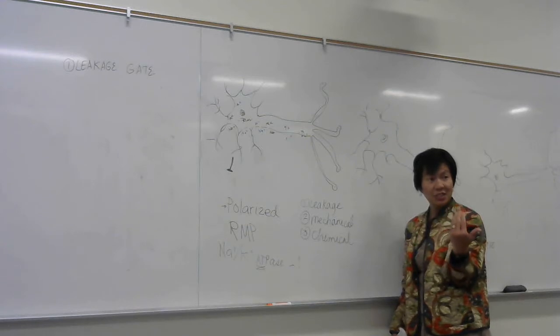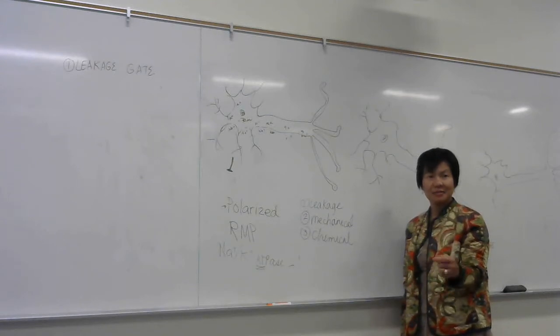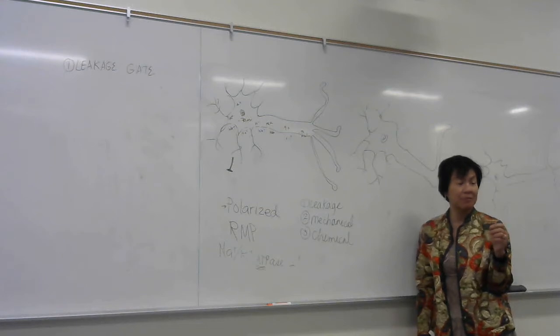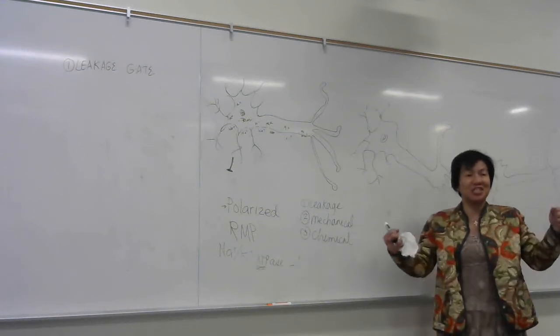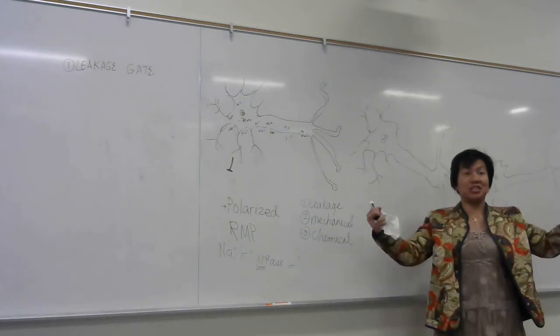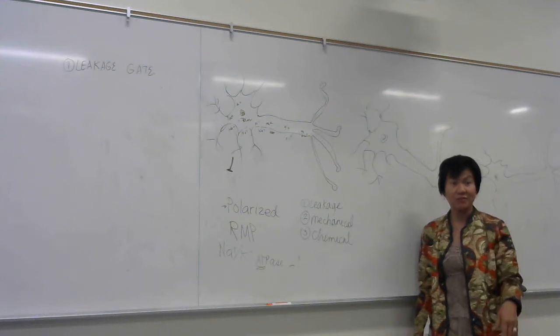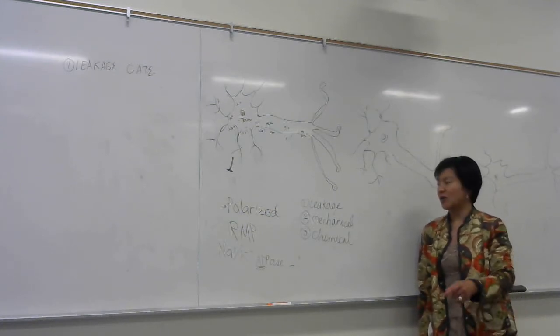Okay? Taste is a chemical. The level of oxygen is a chemical. Level of carbon dioxide is a chemical, right? What about pain? Pain is what? I'd say mechanical. Depends, right? If pain or nauseous, it depends on the type of stimulus. Maybe too much stress, too much stretching. Too much stretching is still mechanoreceptor. So it depends on the cause of the pain. Okay, very good.